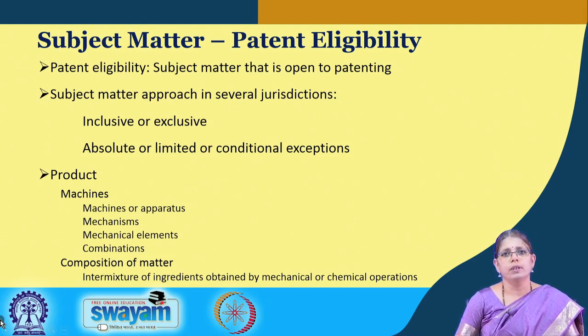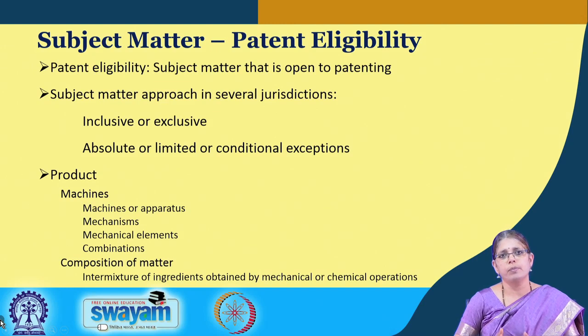So, there are other conditions also which can be imposed in relation to eligibility. For instance, public order is one. There could be conditional aspects in relation to eligibility. Therefore, the jurisdictions vary, from what we call absolute terms, limited sometimes, and in terms of the exceptions. There is different subject matter that can come under the purview of patent eligibility.